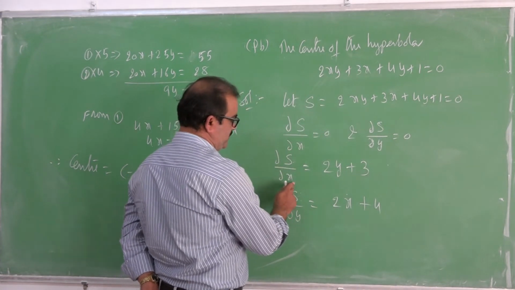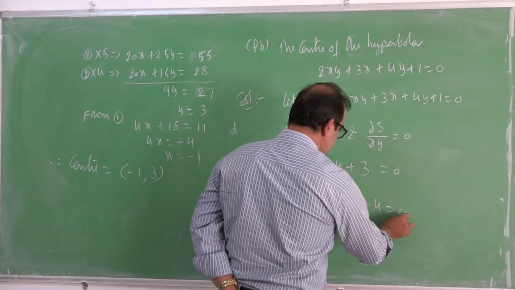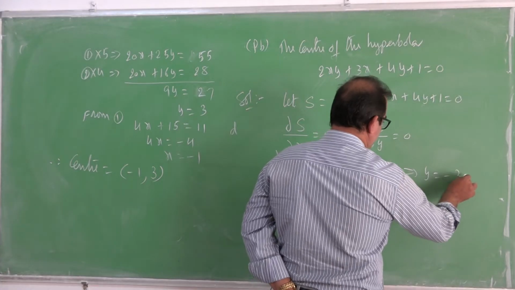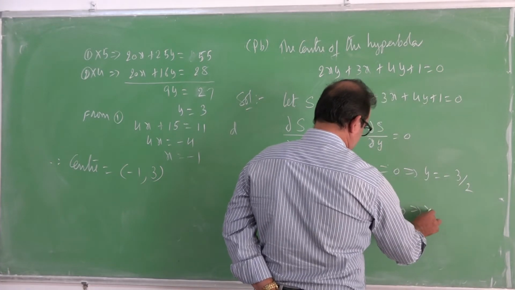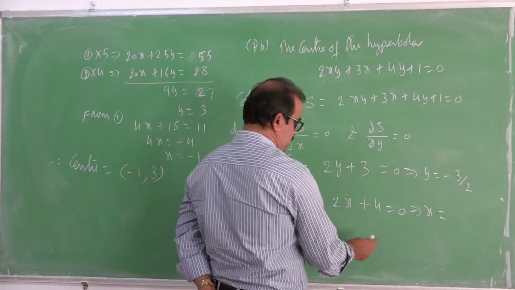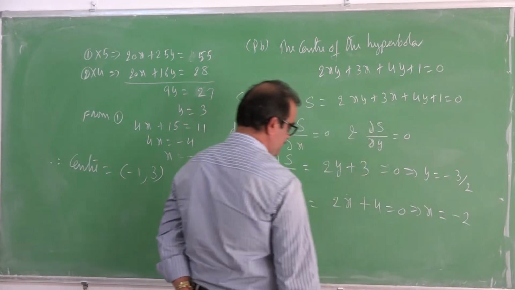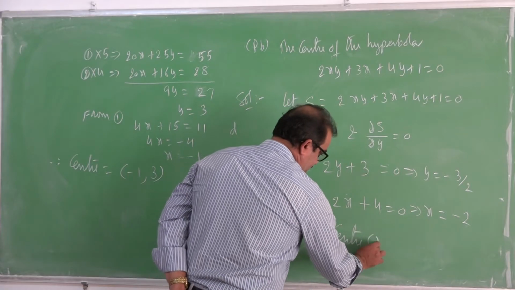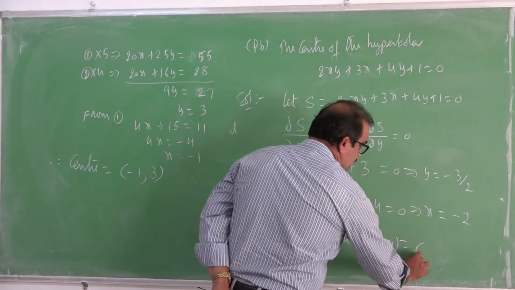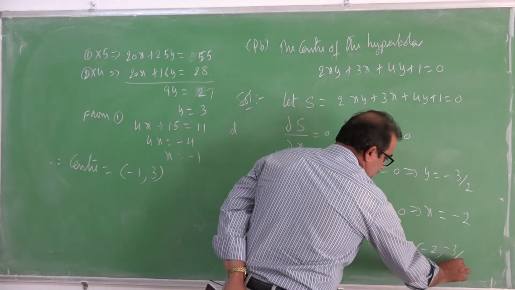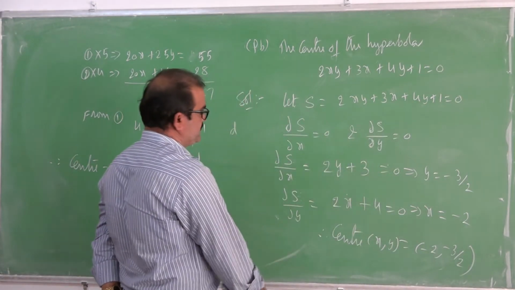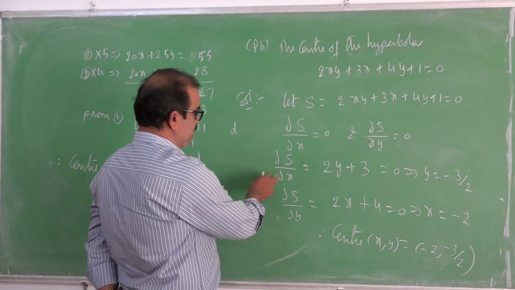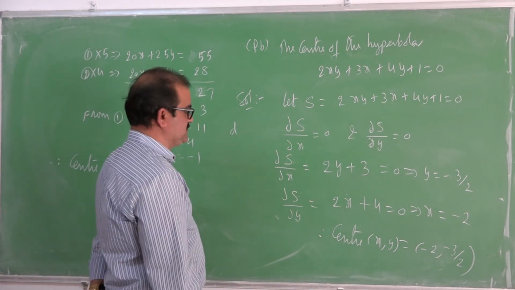Dou S by dou x is equal to 0. Dou S by dou y is equal to 0. From this, what is y value? Minus 3 by 2. X value, 2x is equal to minus 4. X is equal to minus 2. Therefore, center x comma y is equal to minus 2 comma minus 3 by 2. In this way, we can find center of hyperbola easily by applying partial differentiation.